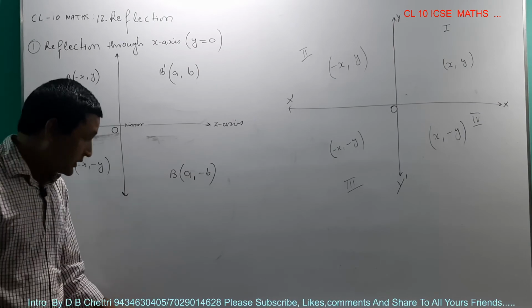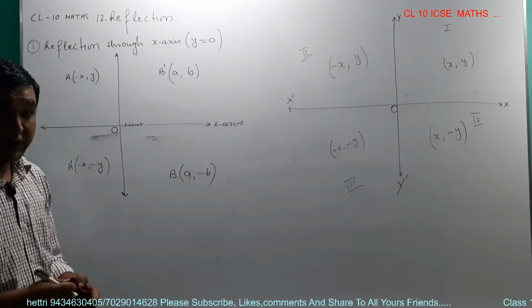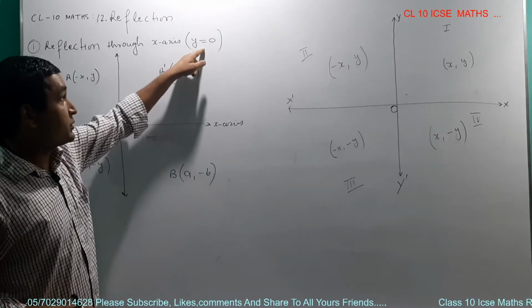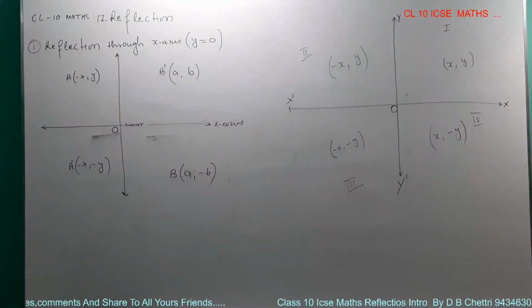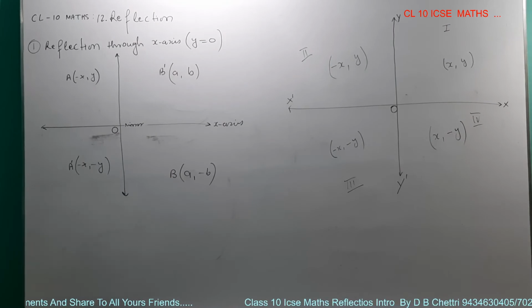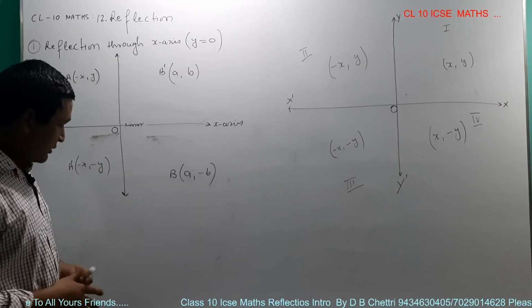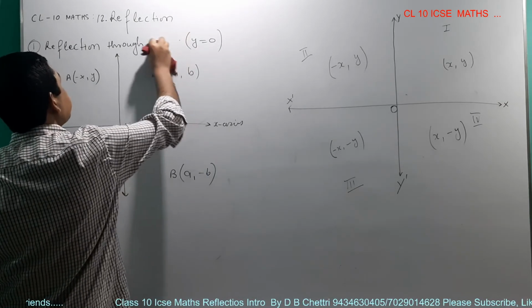I think you got the idea how to get the coordinate of the image when it is reflected through the x-axis, or y equals 0. This is a very important point: y equals 0 means the x-axis. Now reflection through the x-axis we have learned. Next, reflection through the y-axis.